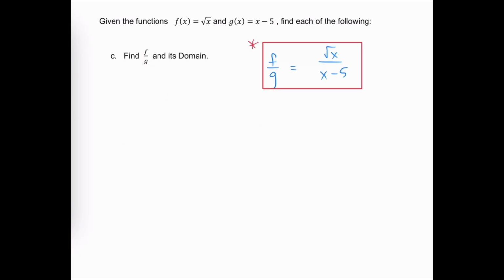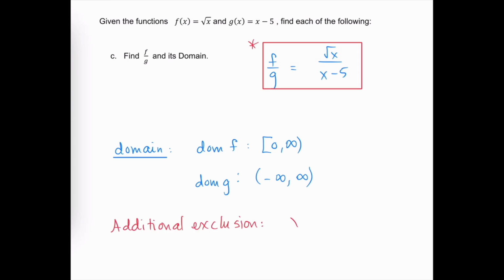And so now, in order to find its domain, we again are going to consider the domain of f, which we have found to be from 0 to positive infinity, and the domain of g, which we have found to be all real numbers. But now we're going to have that additional exclusion, which is to say that we're going to eliminate any x value that would cause the g of x function that occurs in the denominator of the fraction to be equal to 0. And as we can see, 5 is the x value that would cause the g of x function to be 0, so that then has to be left out.